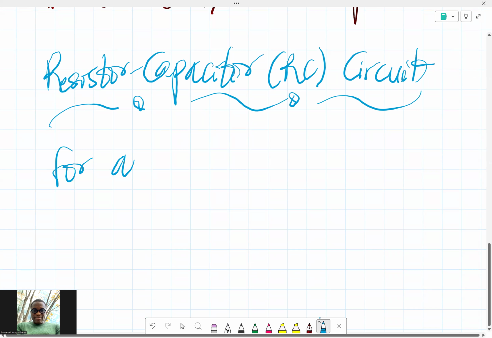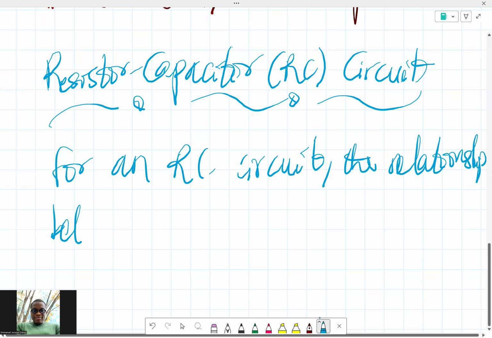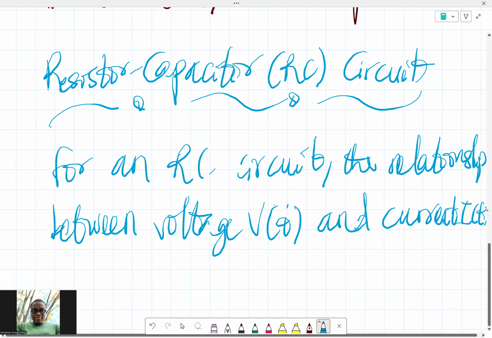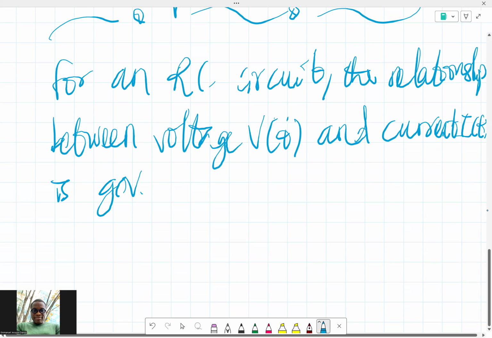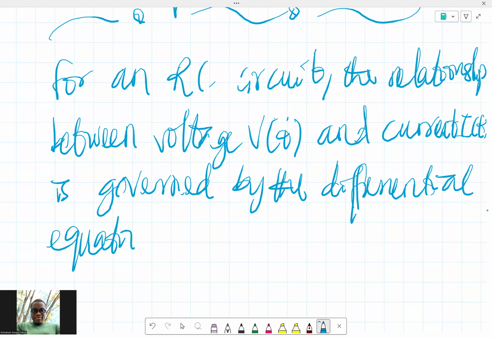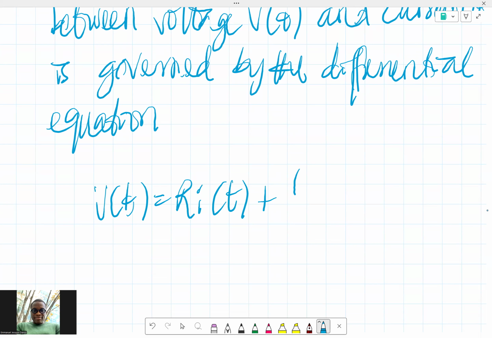So for an RC circuit, the relationship between voltage V of t and current I of t is governed by the differential equation V of t equals R i of t plus 1 over C integral of i of t dt.